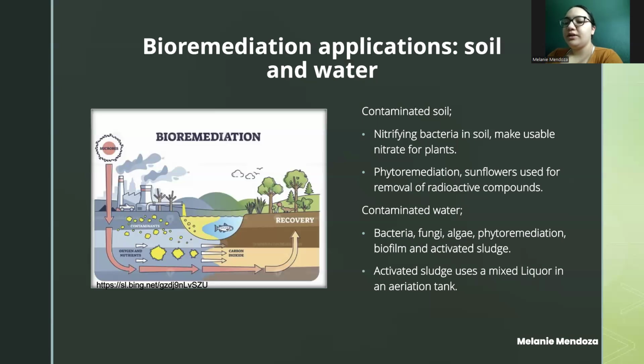In contaminated water, it is very harmful for humans. It is harmful for plants and animals as well. They are carcinogenic, so it is very beneficial for us to treat the water. We can use bacteria, fungi, algae, phytoremediation, biofilm, and activated sludge. I would like to talk about activated sludge.